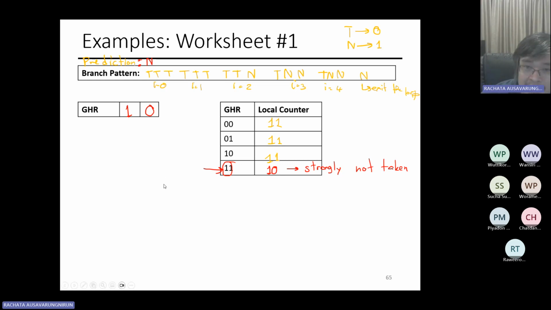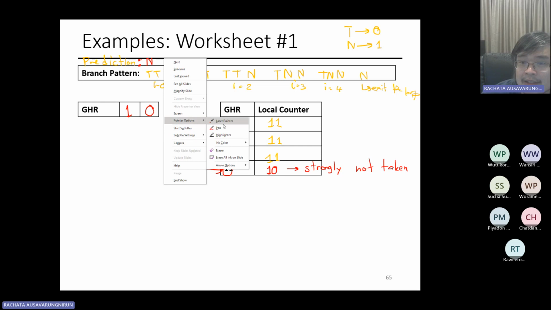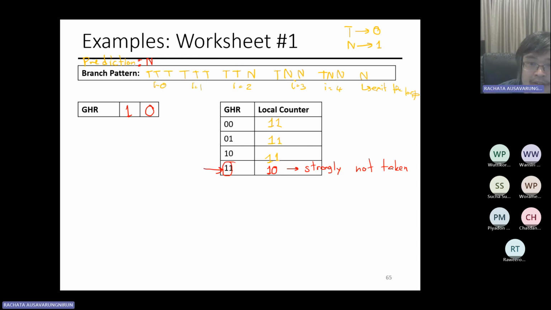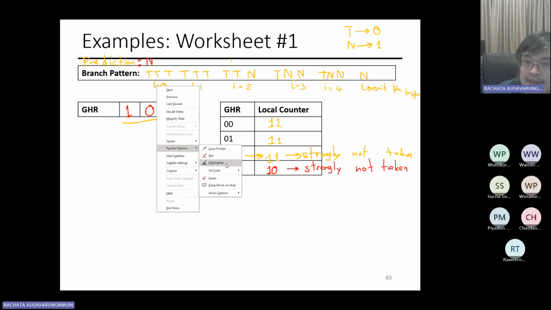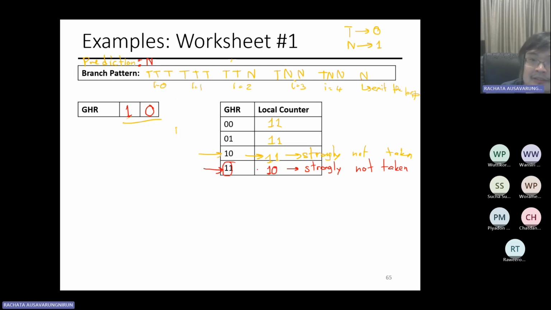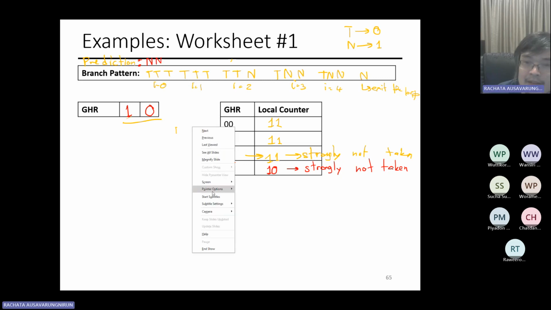For the next branch, again, I look at the GHR. It's 1, 0, so I look at this entry. This entry has a local counter of 1, 1, again strongly not taken. So my prediction again is going to be not taken because of my local counter.